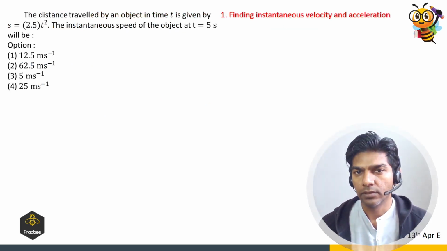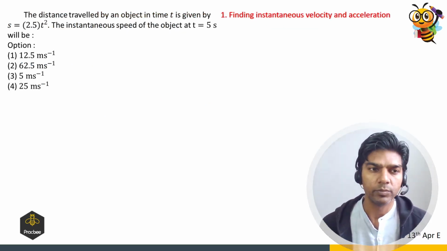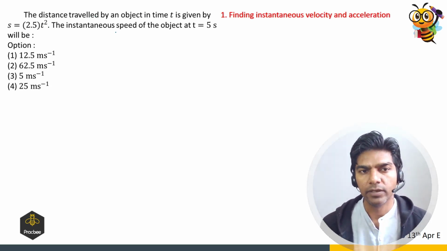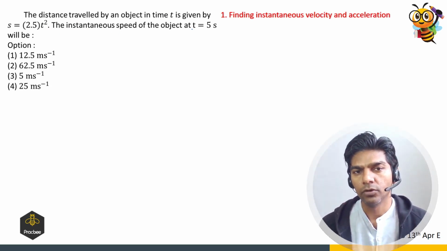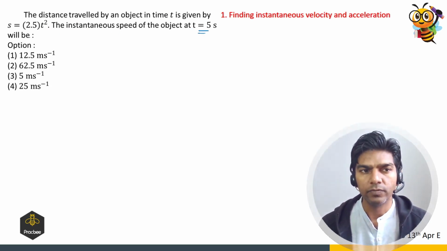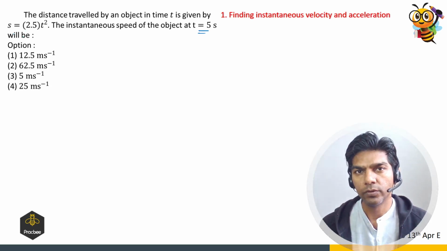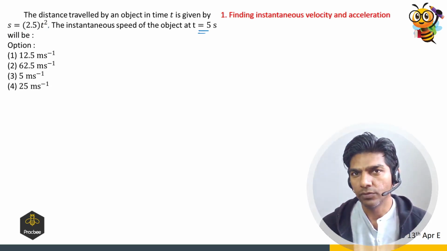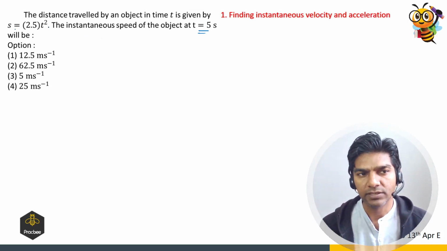Now let us see another illustration based on the same problem type. The distance traveled by the object in time t is given by s equals 2.5 t square. Find the instantaneous speed of the object at t equals 5 seconds. So we have given the distance traveled, or you can say this is also the position, because the distance traveled is 0 at t equals 0.